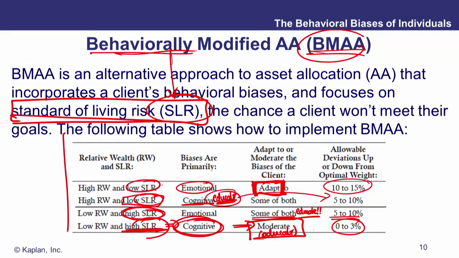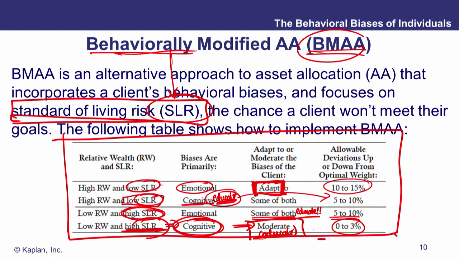Okay, so that's module 2 of reading 8, a very important module. And make sure you know the LOS, the learning outcome statements. Make sure you can identify them. Make sure also that you can talk through this graphic here to talk about whether you should adapt or moderate for different types of biases.